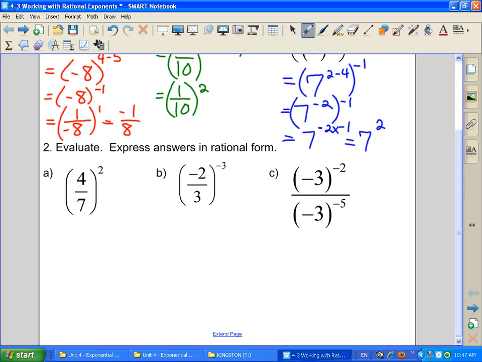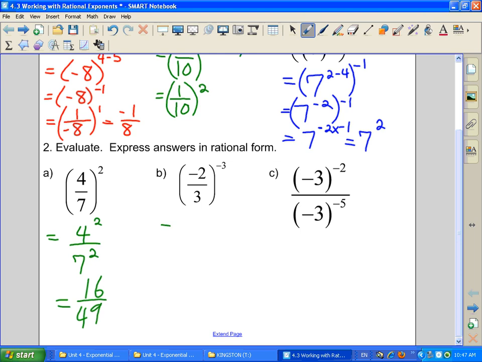All right, example 2. Express answers in rational form. Rational form means in fraction form. All right. Taking a look at our first expression, it's a fractional base, which tells us that the exponent applies both to the numerator and to the denominator. So that equals 16 over 49.